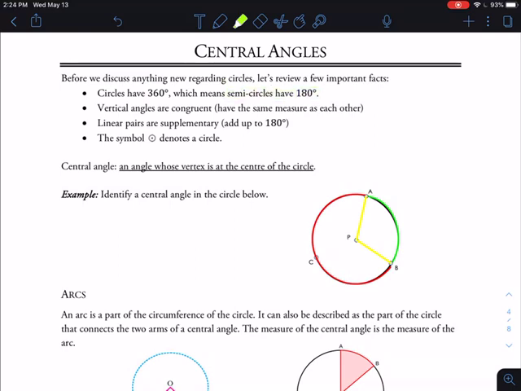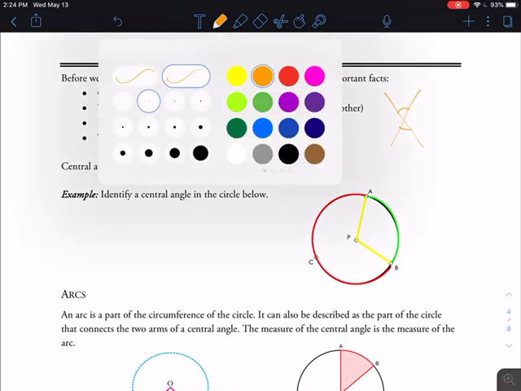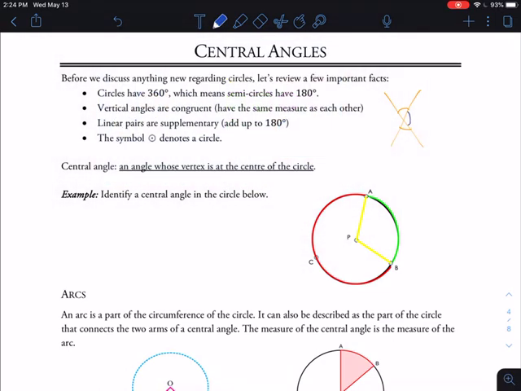Okay, vertical angles are congruent, and remember that congruent means having the same measure, or the same size. So that means that if I had a pair of vertical angles, this angle and this angle would be the same, and also this angle and this angle would be the same. Linear pairs are supplementary. That means they add up to 180 degrees.